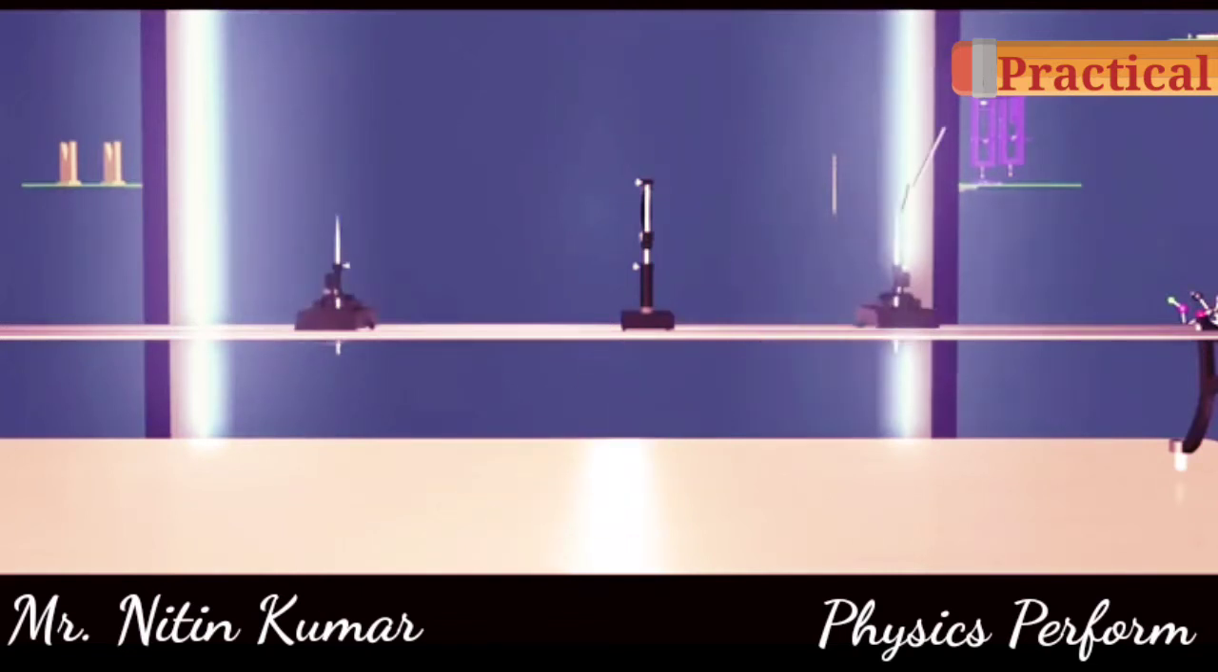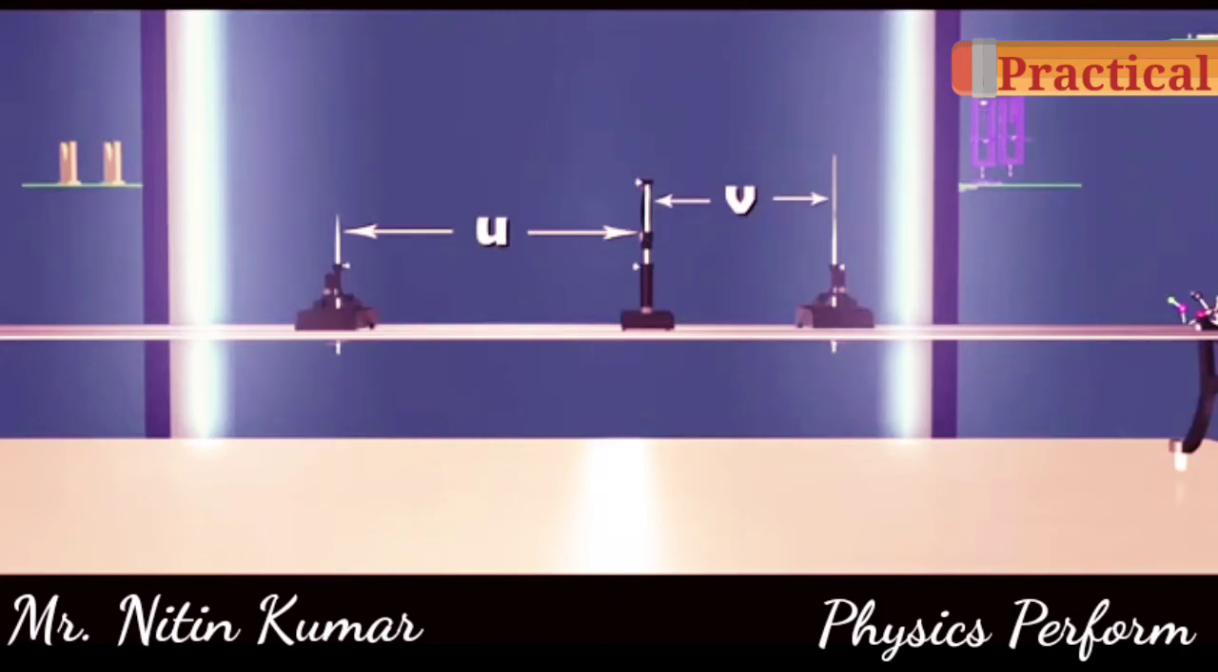Now, we need to place the other needle on the optical bench and consider it as image needle. Adjust the position of the image needle until you find the image of the object needle on top of the image needle. Now, the distance between the object needle and the convex lens is considered as u. The distance between the image needle and the lens is considered as v.